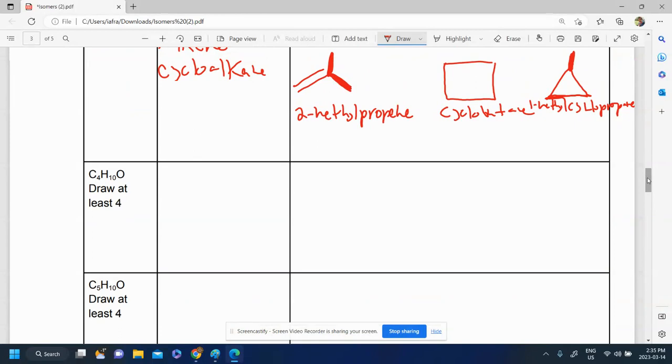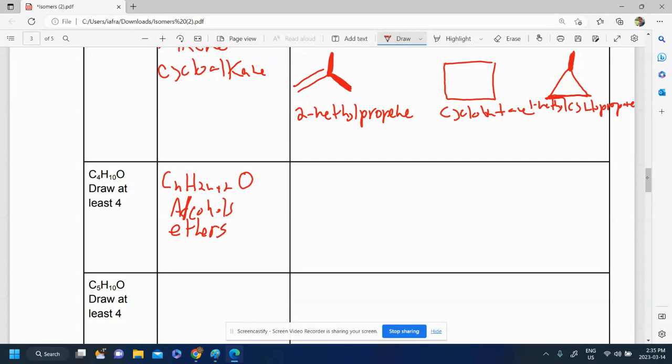But I could ask you, draw at least 3 or 4 of the structural isomers for a molecule with molecular formula C4H10O. So this requires a little bit of thinking here. The C4H10O, if you remember back, this is the CnH2n+2 and an O. And so that represents essentially alcohols, also represents ethers.